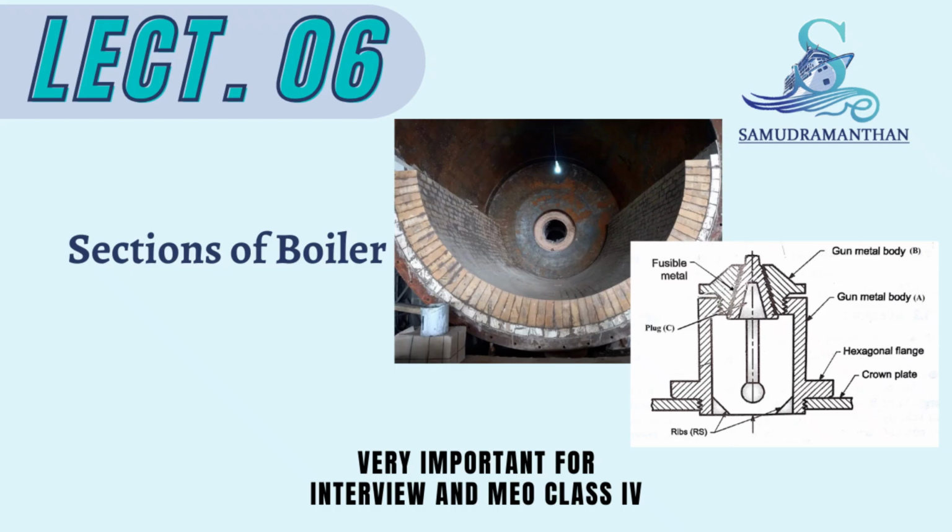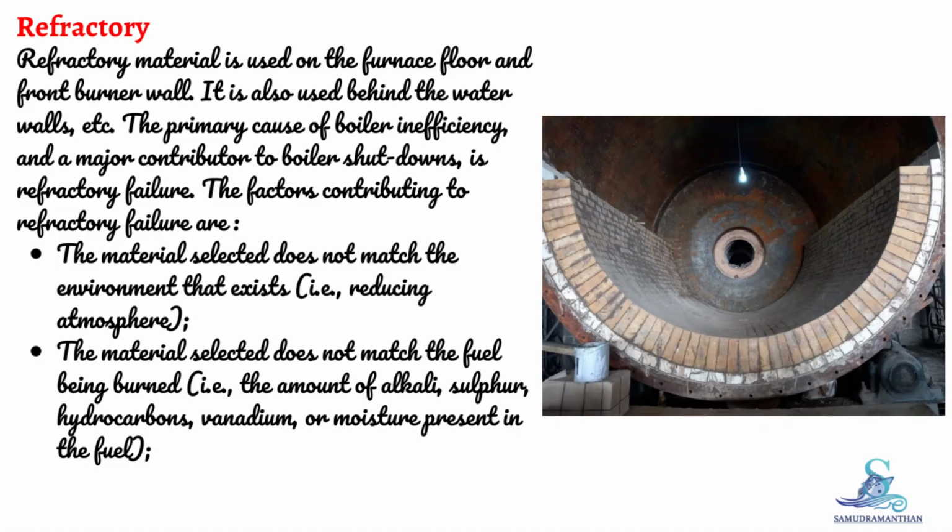In this video we are going to discuss various parts and sections of a boiler. Refractory material is used on the furnace floor and front burner wall. It is also used behind the water walls, etc. The primary cause of boiler inefficiency, and a major contributor to boiler shutdowns, is refractory failure.